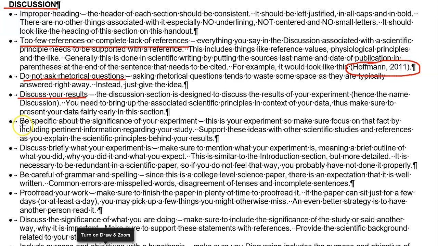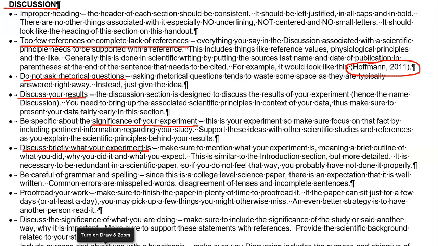So bring up the specific significance of your experiment. Okay, why do we do this? Why do we care? Again, what's the reason we're doing it? And the more you can make connections and show me you understand it, the better off you'll be in terms of this. Always good, again, to briefly discuss what the experiment is.